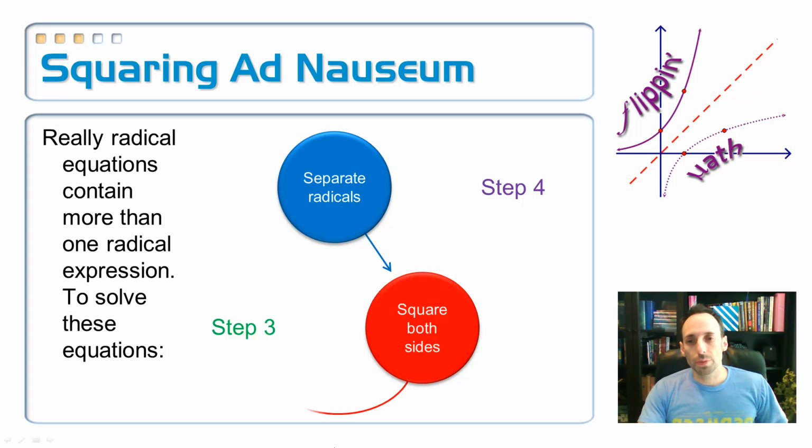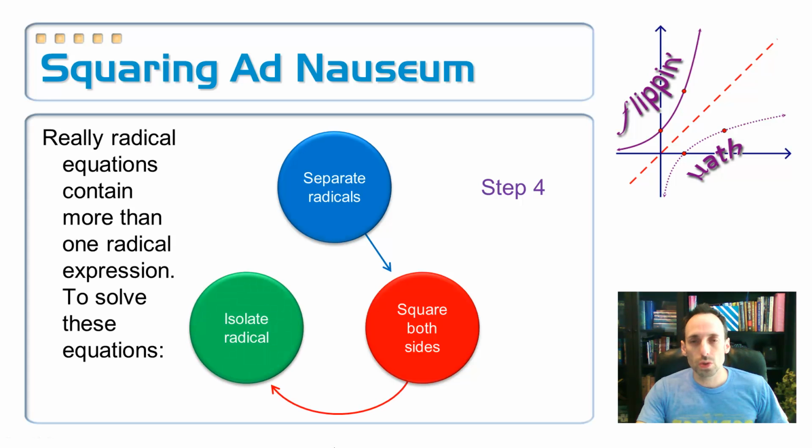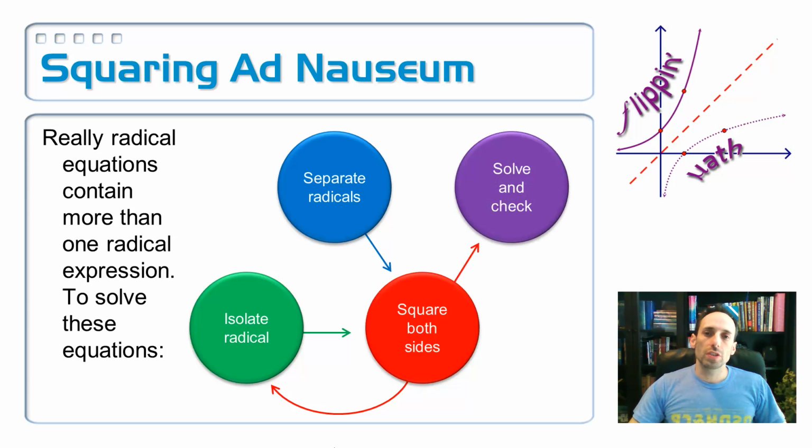So, step 3, you have to isolate that new square root, isolate that new radical. And then how do you get rid of that radical? Well, now you're going to have to square both sides again. And then, hopefully that gets rid of the square root. You might have to keep doing that multiple times until all the square roots are gone. And then finally, step number 4, solve and check that resulting equation once all the square roots are gone.